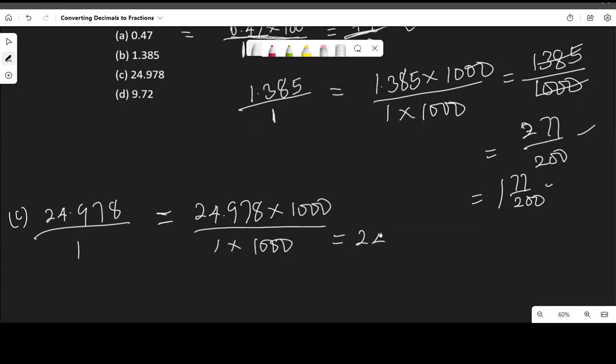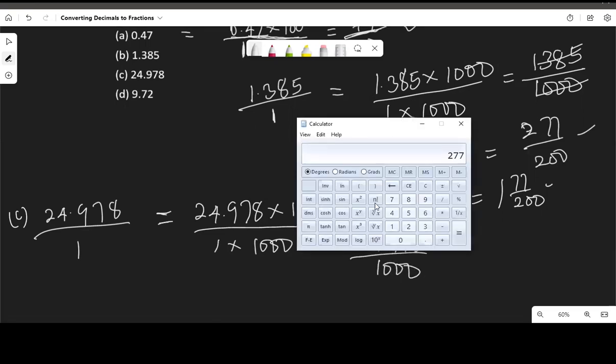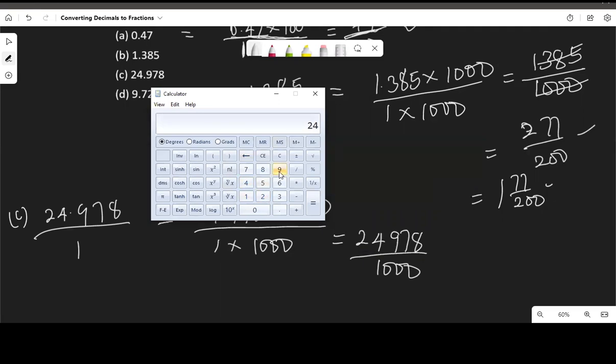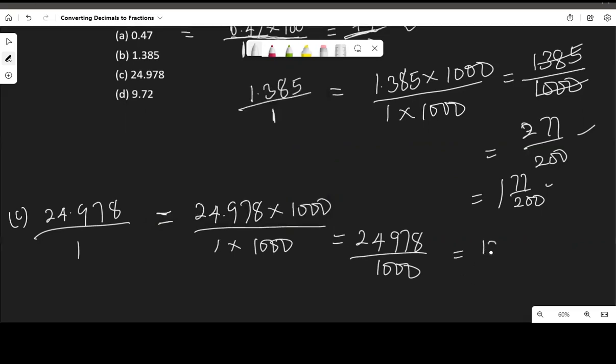So I have 24,978 over 1000. Let's check, does anything divide there? 2 should divide. So 24,978 divided by 2 is 12,489. 12,489 over 500. 2 cannot divide again since we have 9 here. 9 is not divisible by 2. So we can leave our answer this way.